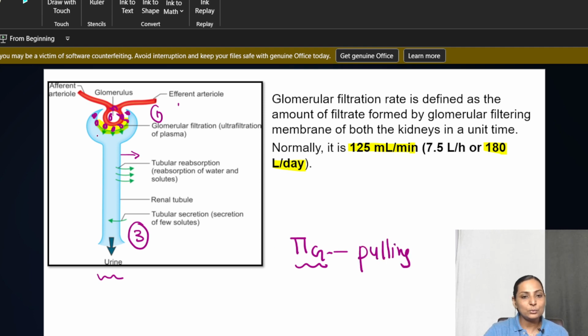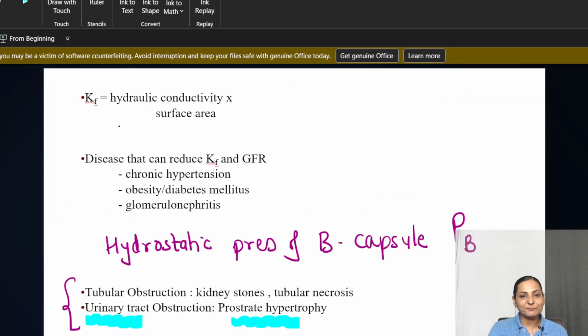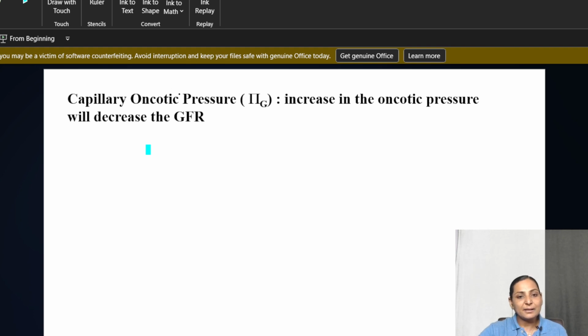So what will they do? They will cause pulling. That means in this manner, opposite direction. That means from the Bowman's capsule towards the glomerular capillaries. Okay, from the Bowman's capsule towards the glomerular capillaries will be the flow. That means this is an opposing force. Okay, this is an opposing force, and therefore if there is an increase in the glomerular capillary colloidal osmotic pressure, there will be a decrease in the GFR.